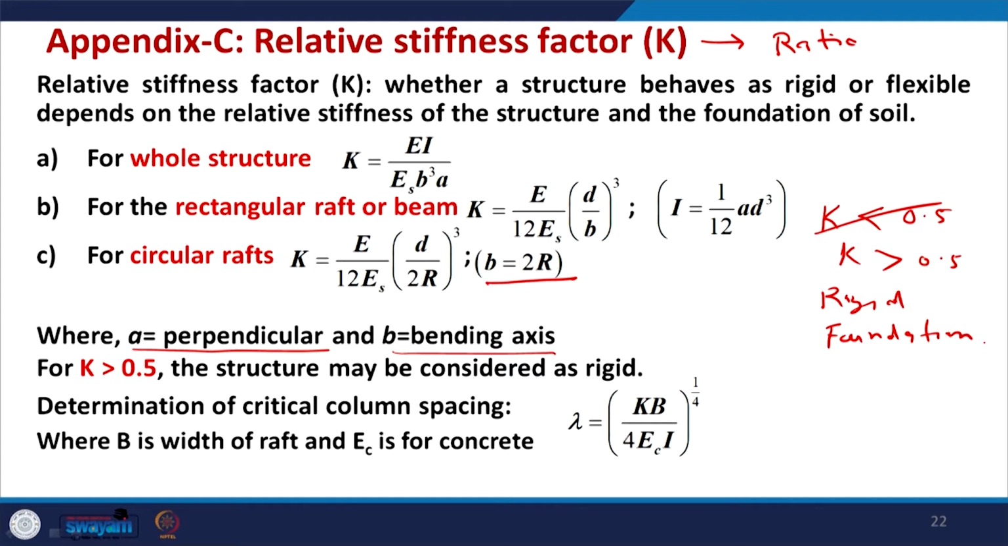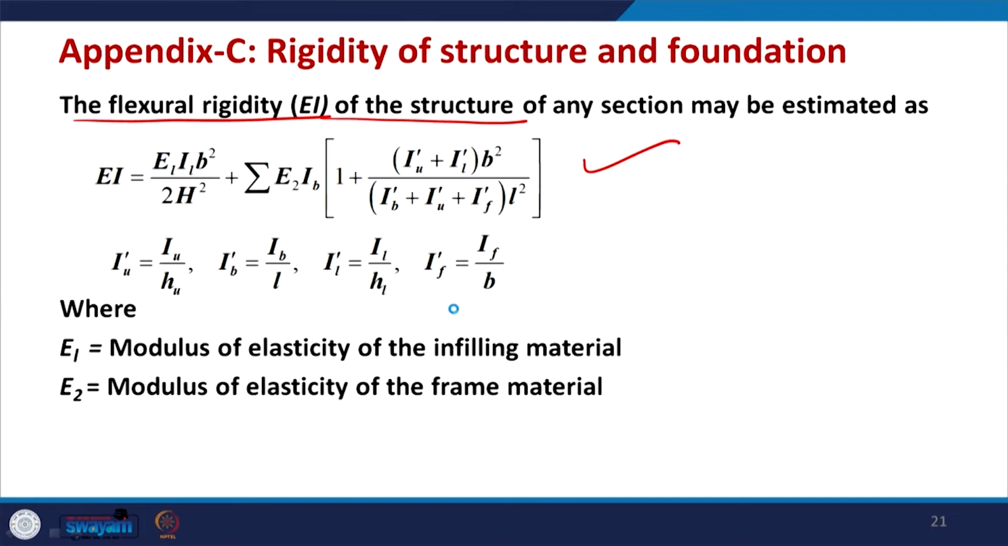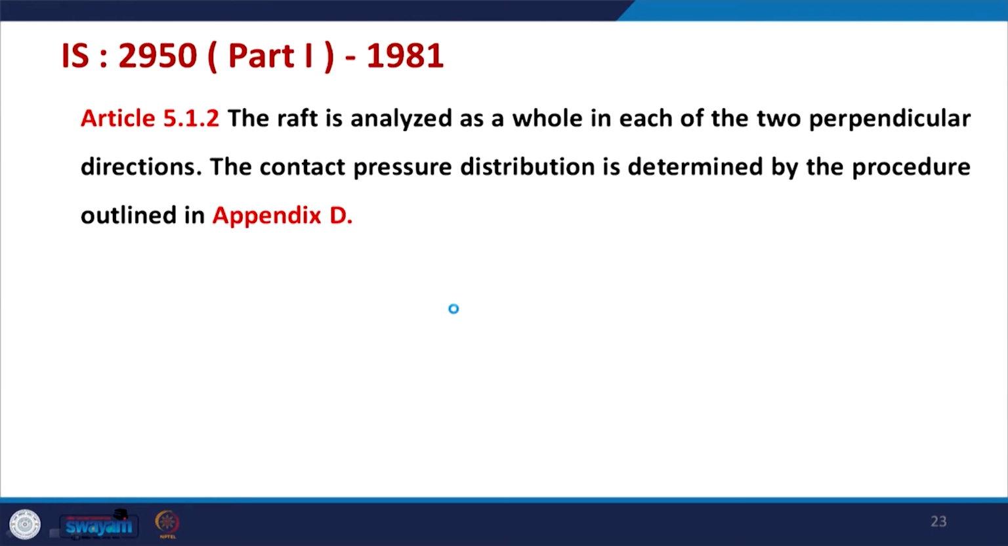Now once K is known, if this condition is satisfied, fine. If not satisfied, then check the value of lambda, and lambda is given by the fourth root of kb over 4 EC I, where b and I have already been mentioned. Once the value of lambda is found, then as we discussed in the last slide, check this ratio 1.75 over lambda. If the column spacing is less than this value, then we can still use this method. Otherwise, if neither of these two conditions is satisfied, then we cannot use this rigid foundation method, and we need to go for another method.